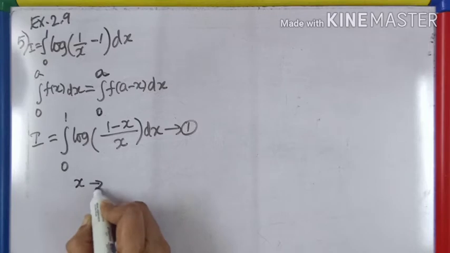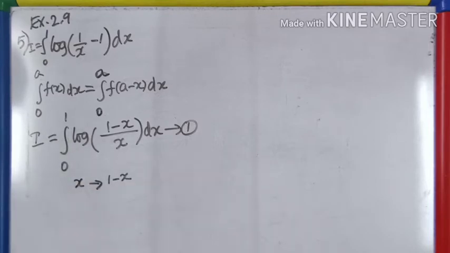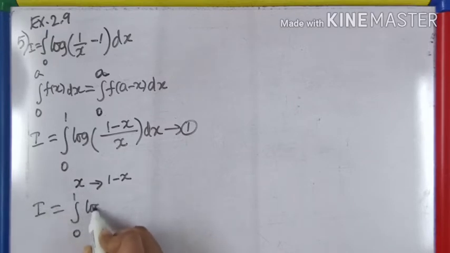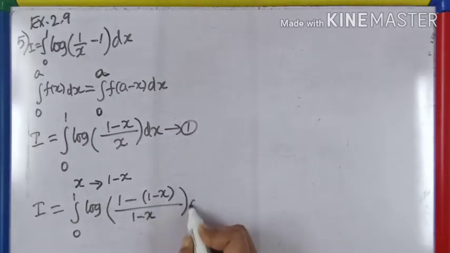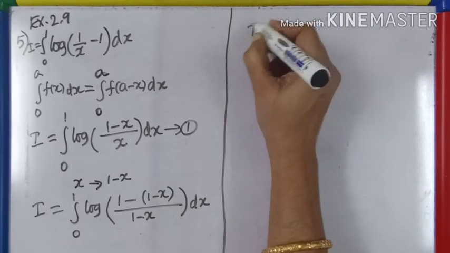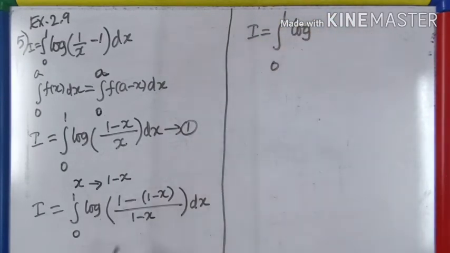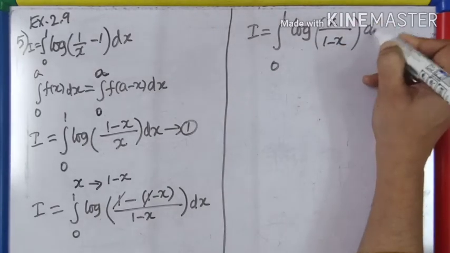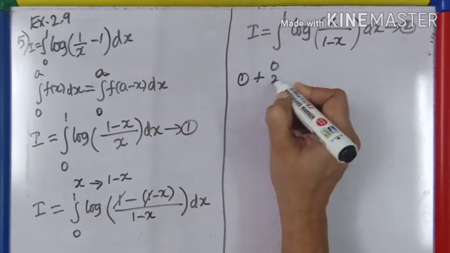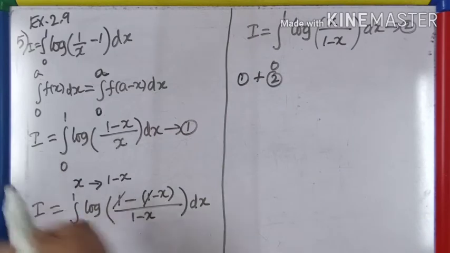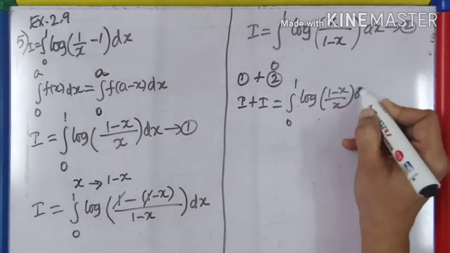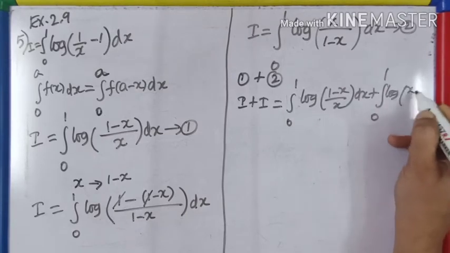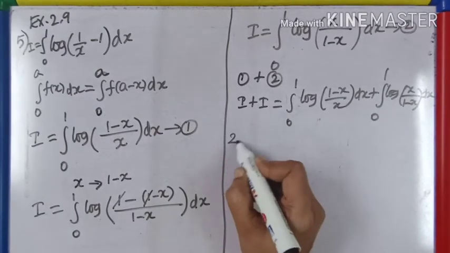Now wherever x is coming, I am going to put upper limit 1 minus x. I equals integral 0 to 1 log of 1 minus, wherever x is coming, 1 minus x. Simplifying this answer, I equals integral 0 to 1 log of 1 and 1 will get cancelled. Minus of minus x is x by 1 minus x. Call this as number 2. As before, let us add 1 and 2. Here also I, here also I. So I will write I plus I integral 0 to 1 log 1 minus x by x dx plus integral 0 to 1 log x by 1 minus x dx. I plus I is 2I.